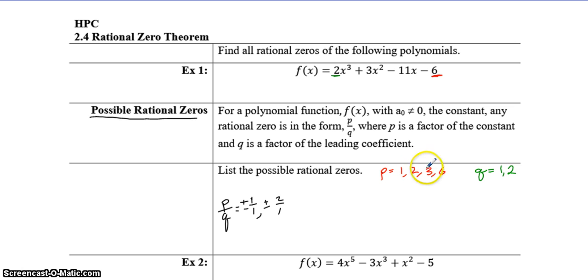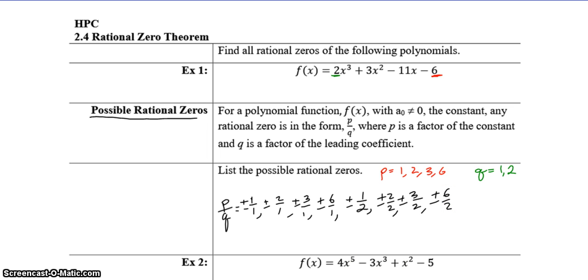2 over 1, plus or minus 3 over 1, plus or minus 6 over 1, and then 1 over 2, 2 over 2, plus or minus 3 over 2, plus or minus 6 over 2.